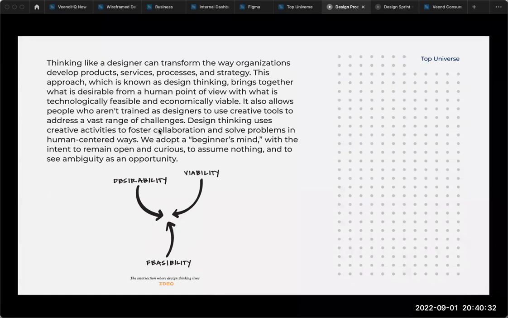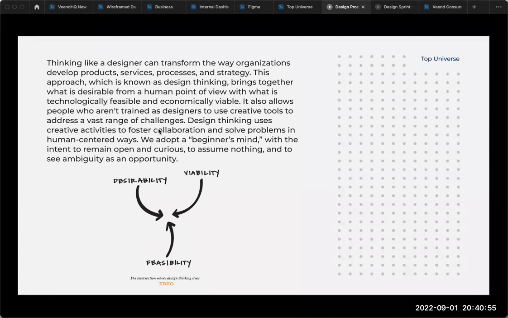A law student, a medical student, just anyone can use design thinking, as long as the person has a creative mind, that person has a mind of his own, right? So design thinking uses creative approaches, so creative activities to foster collaboration and solve problems in human-centered ways. So the boiling point of everything is to solve human problems.